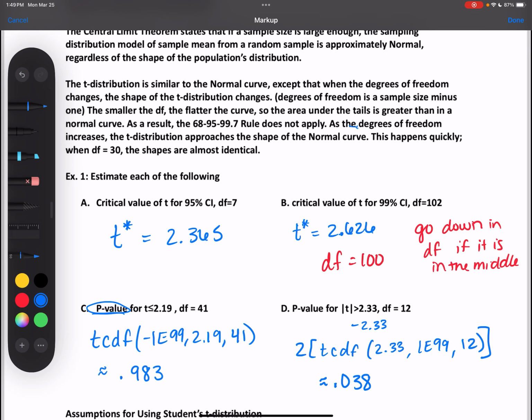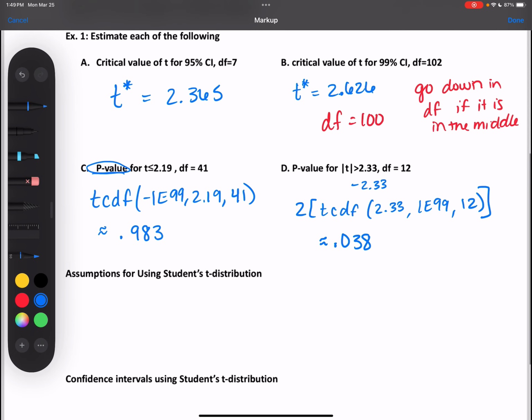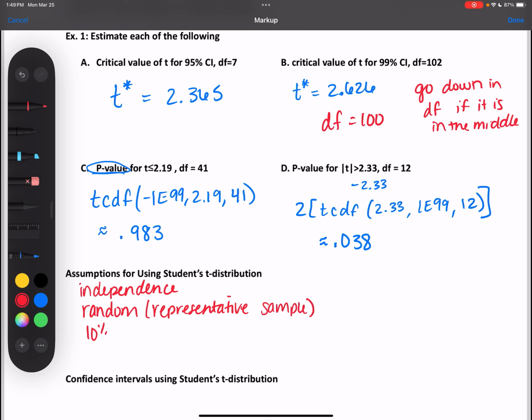All right. The assumptions for using a student's t-distribution, again, that's just the name of it. I don't know why it's called that, but that's what it's called. So our assumptions: we have an independence assumption. We have a random assumption or representative sample. There's the 10% condition. It is nearly normal.